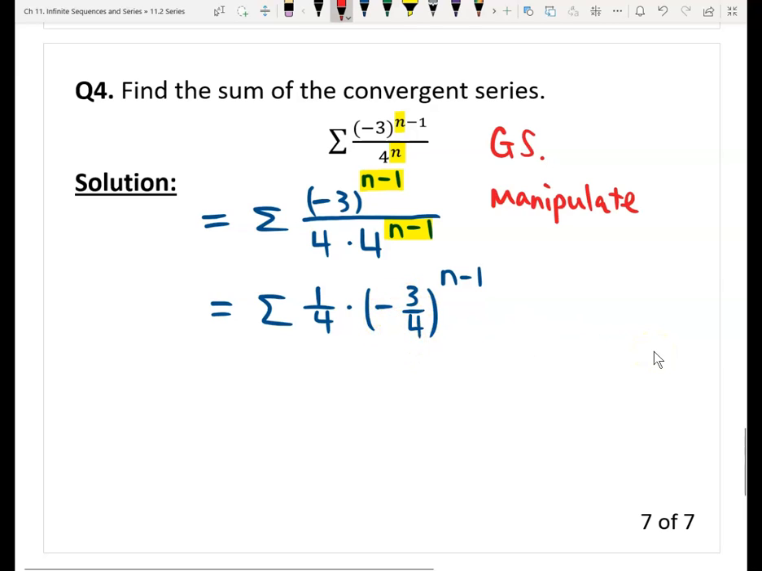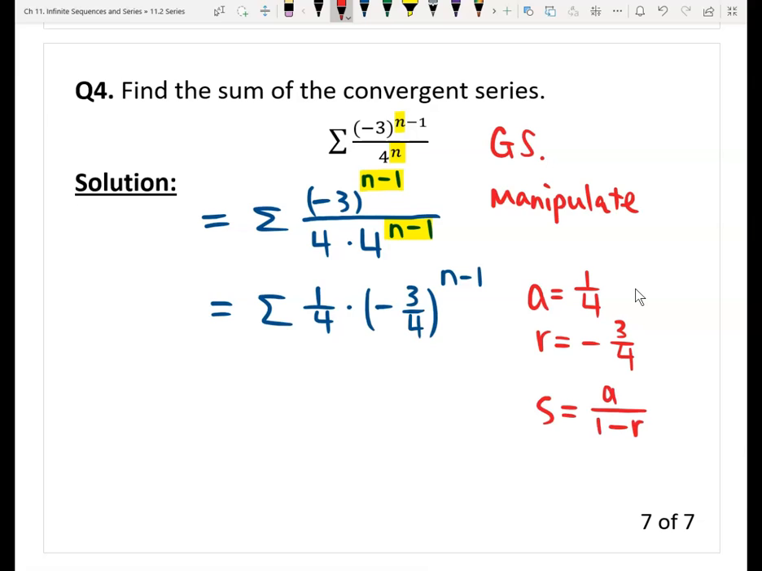Let me write. So now it is easy to see. A is the coefficient 1/4. R is -3/4. Don't worry, the absolute value of -3/4 is still less than 1. So this converges, and therefore we need to use the formula. What is the formula? The formula is S equals A over 1 minus R, right? So I use the formula.